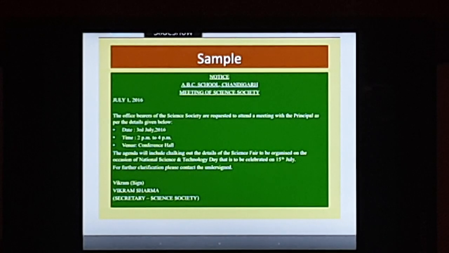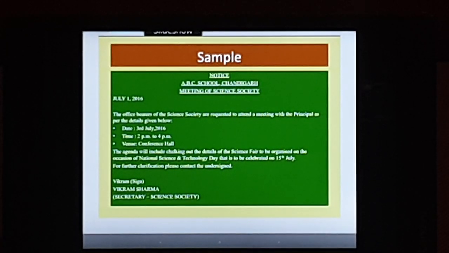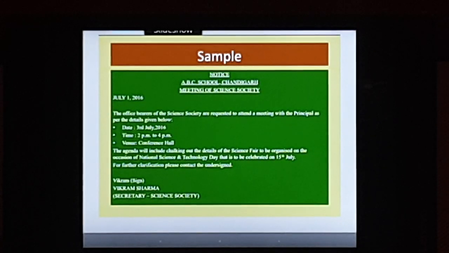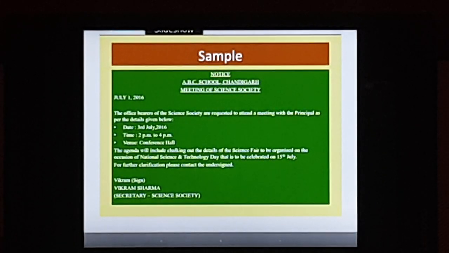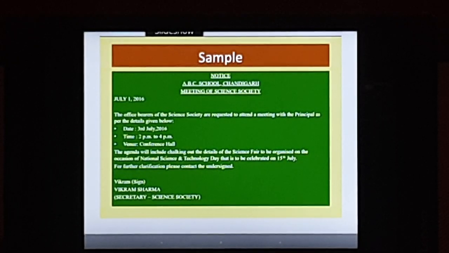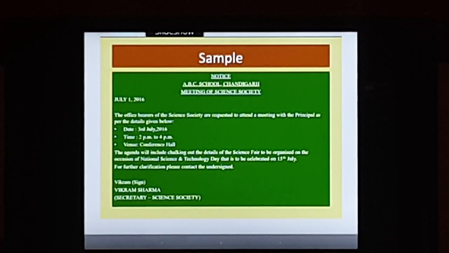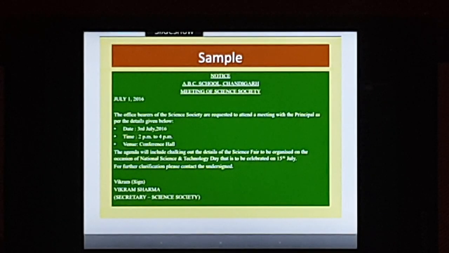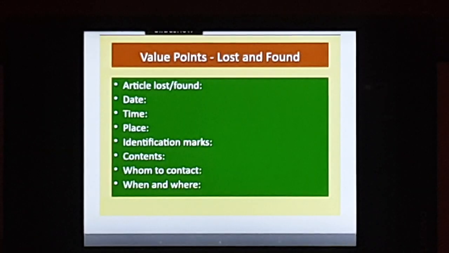So this is how a meeting notice can be put up. The notice word is there, then the name of the organization, and the gist, the subject, meeting of science society. Then the date is given, then the body with date, time and venue, the important information, and then the signature of the issuing authority, name in bold letters, and last is the designation.